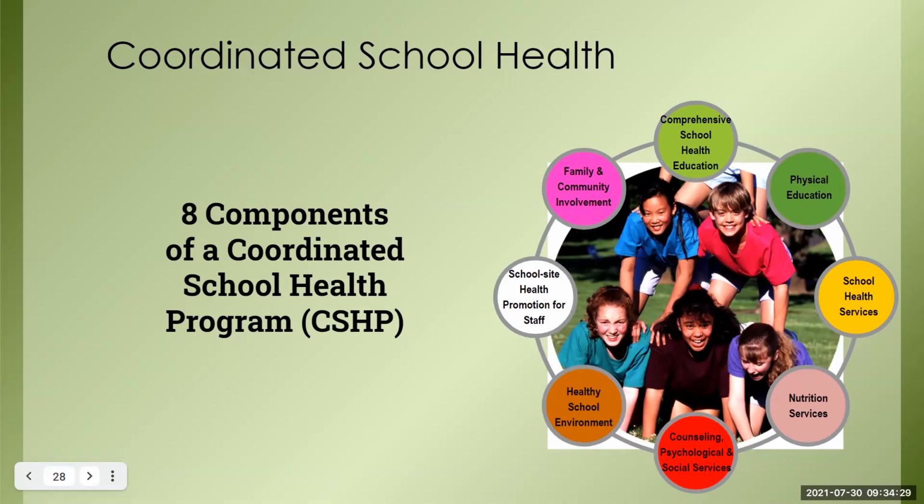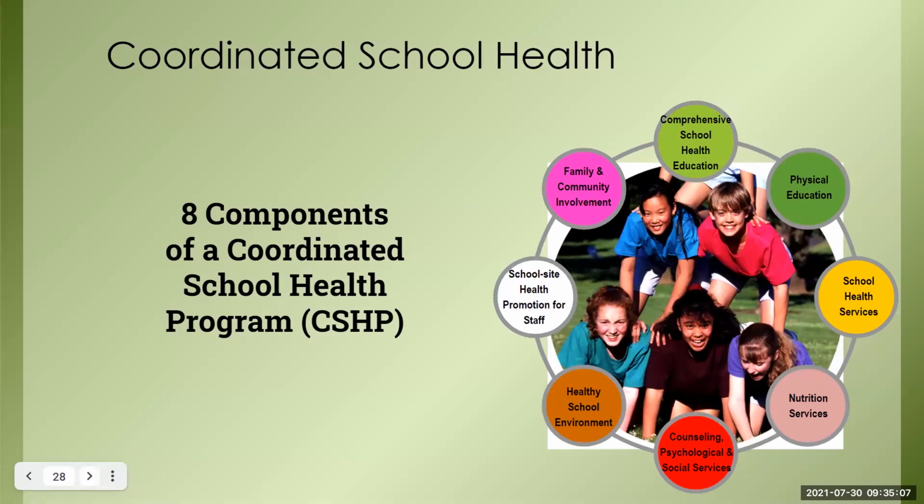nutrition services, counseling, psychological and social services for students, a healthy school environment, school site health promotion for staff, because again, we're not only concerned about the health of students, we're concerned about the health of staff also. We have to be mentally prepared to go into that classroom every day to do our best job and to serve the kids as best we can. And then we have the family and community involvement. And those are the 8 components of the original Coordinated School Health Program.